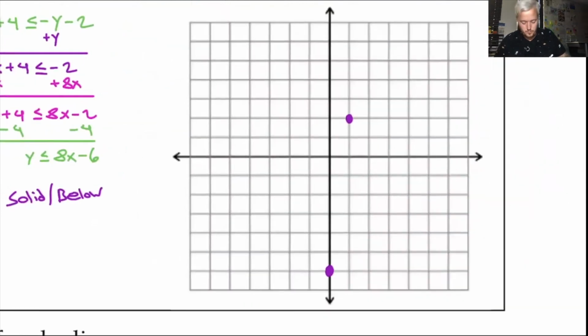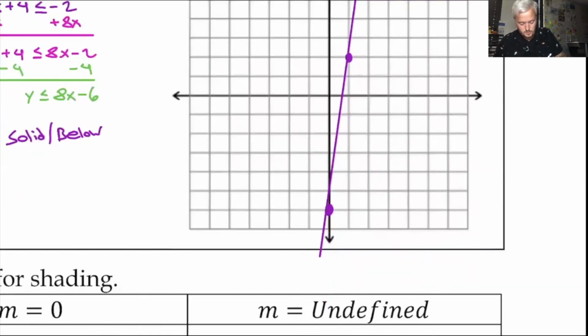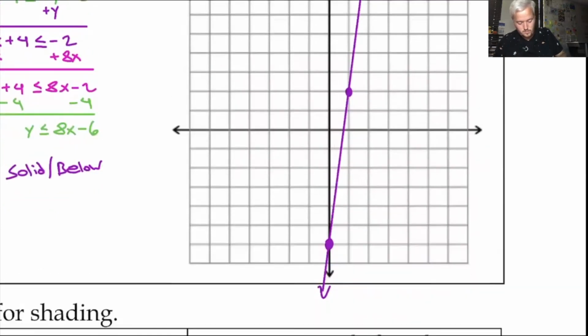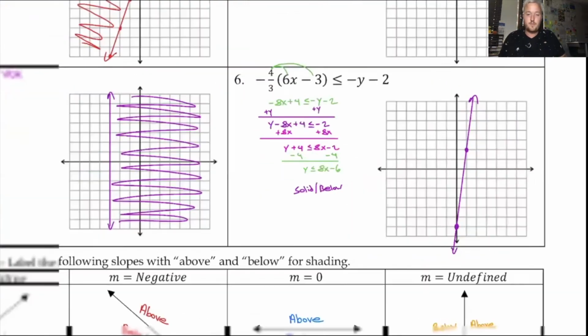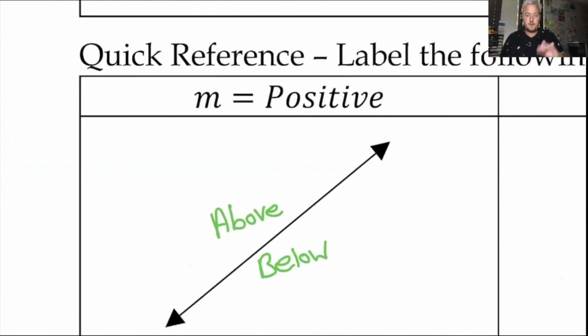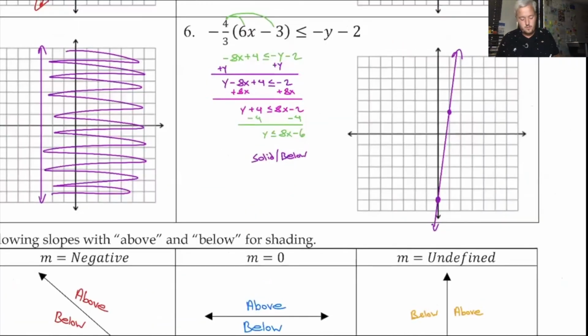So we can only put 2 points. Solid line. Oh my gosh. I'm going to extend. And there's that. All right, so now we got to do the shading. So we want below, so this is a positive slope, so we want the bottom right section. So we want this side.